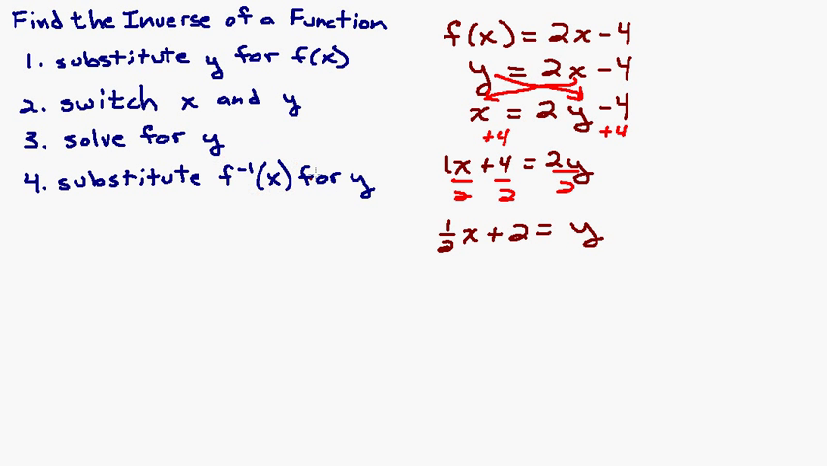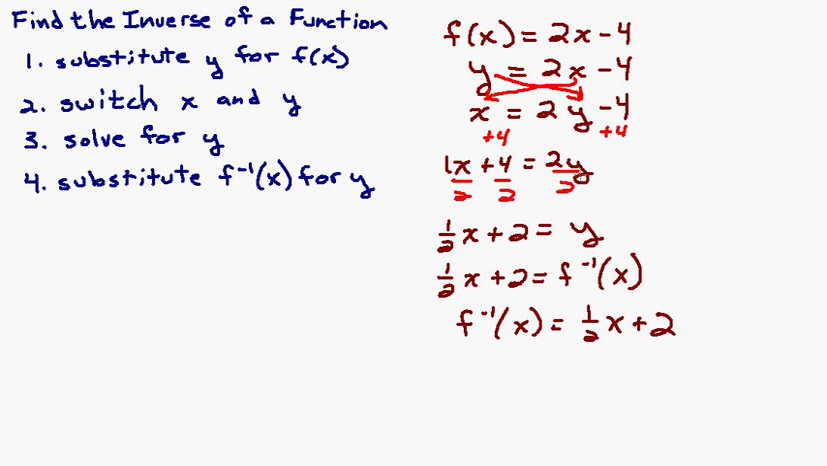And the last thing, you're just going to substitute f inverse of x in for y. That would give me 1/2 x plus 2 equals f inverse, or I could rewrite it as f inverse of x equals 1/2 x plus 2. Our original equation, f of x equals 2x minus 4, has an inverse function f inverse of x equals 1/2 x plus 2. Let's go ahead and look at a graph of this. I think that's important. Let's see if I can pull a graph up here. Might have to go get one.